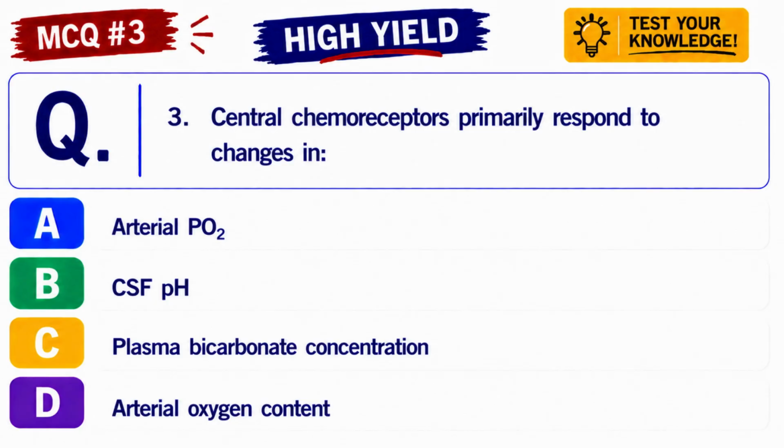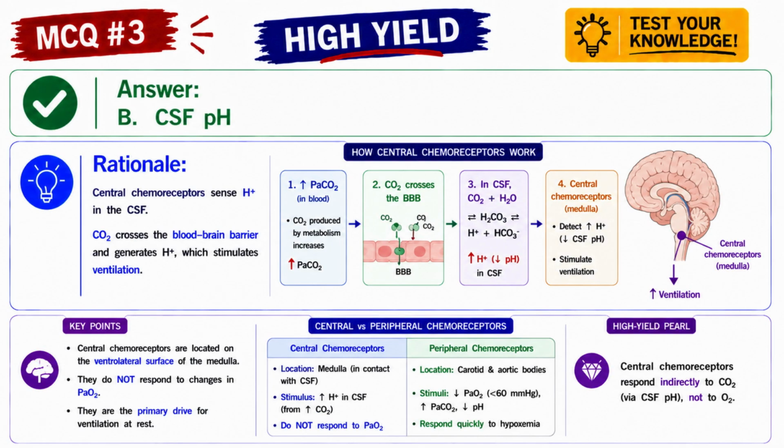Question 3. Central chemoreceptors primarily respond to changes in A. Arterial PO2, B. CSF pH, C. Plasma bicarbonate concentration, D. Arterial oxygen content. The answer is B. CSF pH.